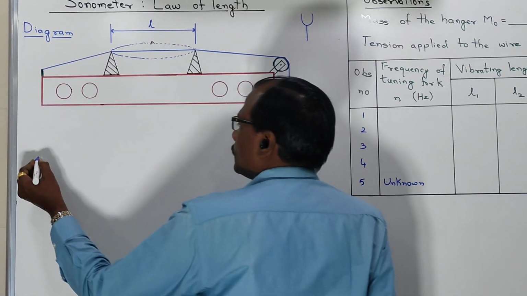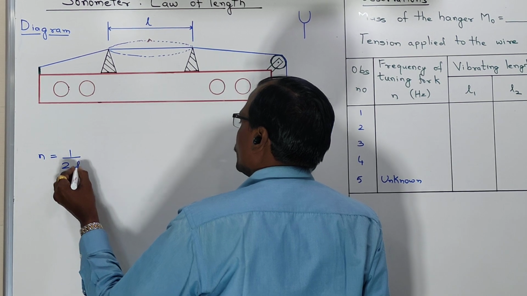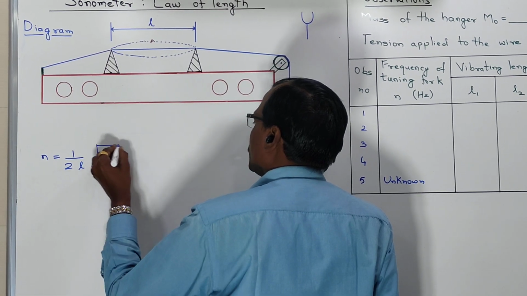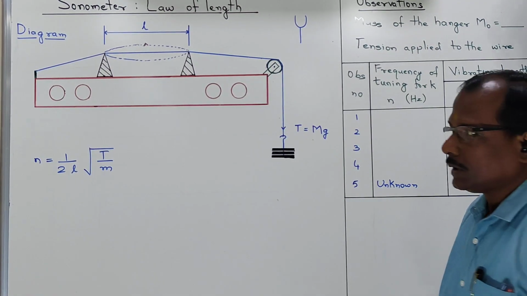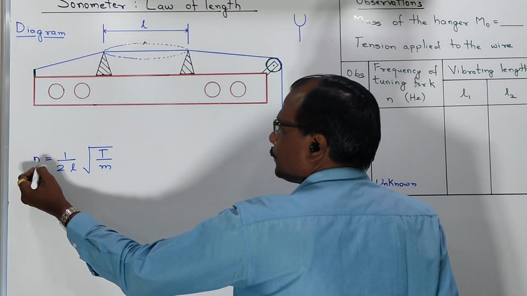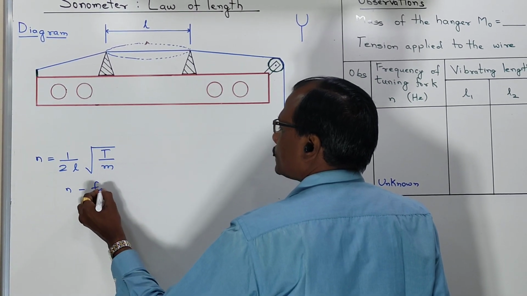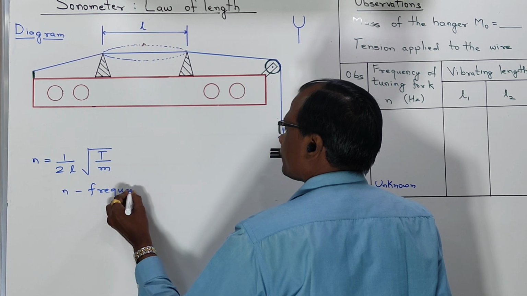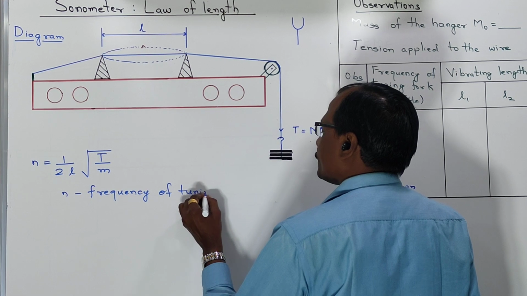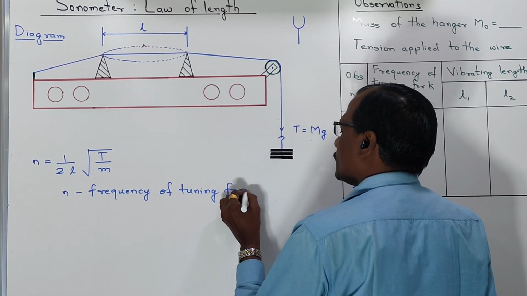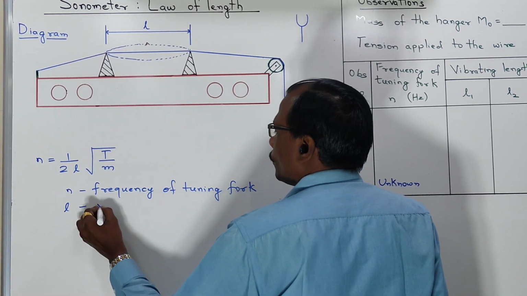There is a general expression for frequency, which is given as n is equal to 1 upon 2L under root of T by m. This expression shows the frequency of the tuning fork. Here n represents the frequency of the tuning fork. Each and every tuning fork has a different frequency. L represents the vibrating length.